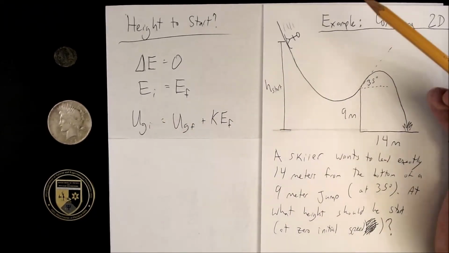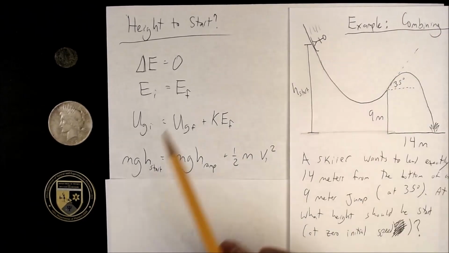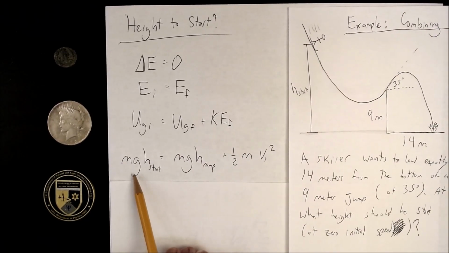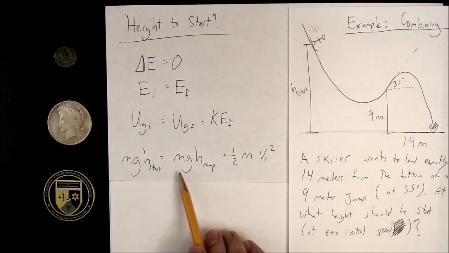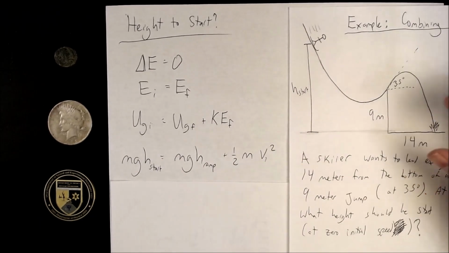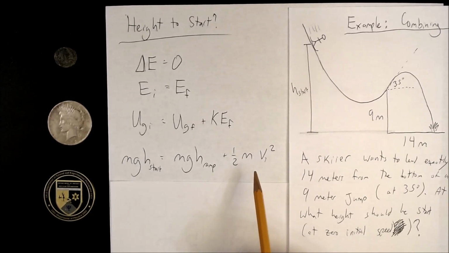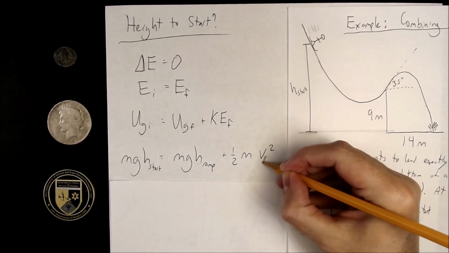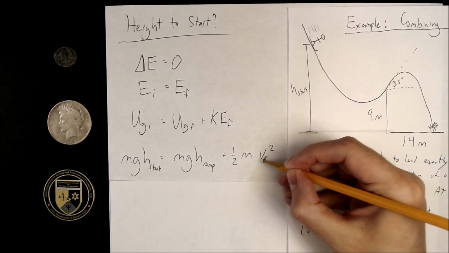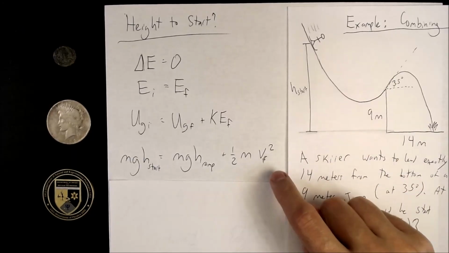Let's plug in equations for these. And if we do that, we get the mass times acceleration due to gravity times the starting height, whatever that is, equal to the mass times the gravity times the height of the ramp, 9 meters, plus 1/2 times the mass times the initial velocity squared. The initial velocity, or sorry, that's the final velocity. See, I'm messing that up too. That's the final velocity. That's the 8.72 meters per second from the previous part.